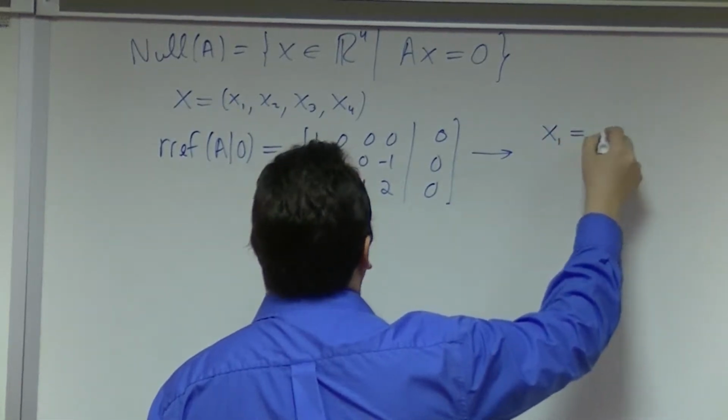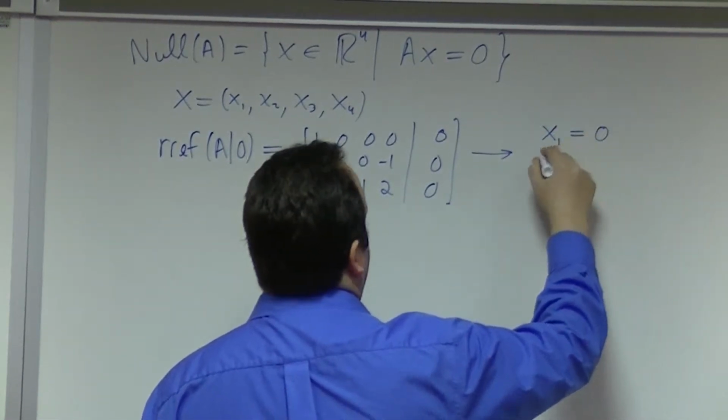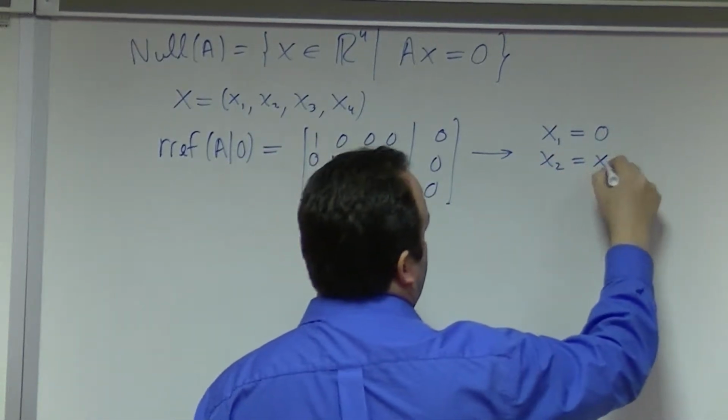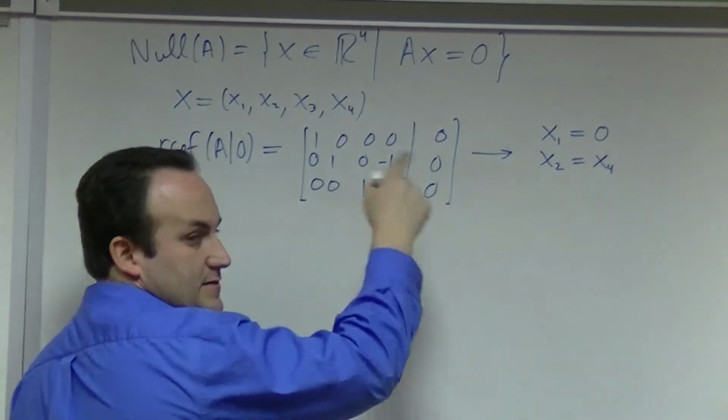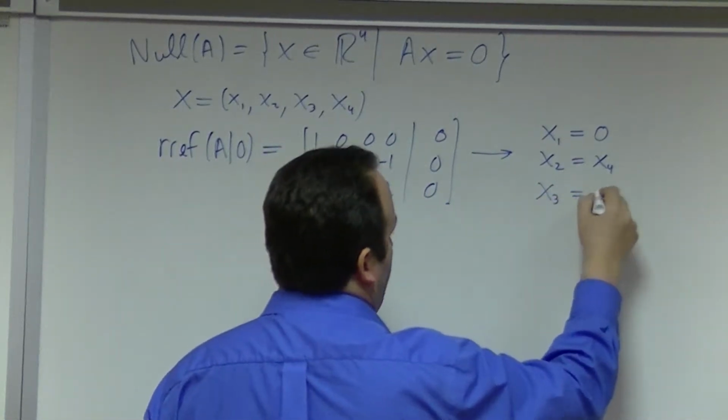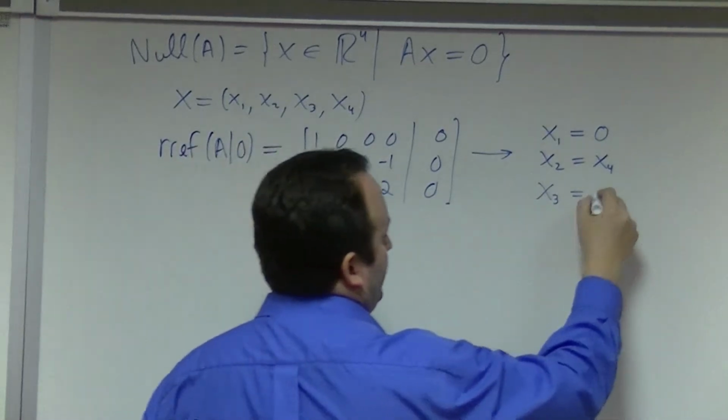x1 equals what? 0. Now, x2 equals what? x4. Yeah, x2 equals x4. Notice that the minus becomes a plus when it moves to the other side. And then x3 equals what? 2 minus 2x4. Yeah, minus 2x4.